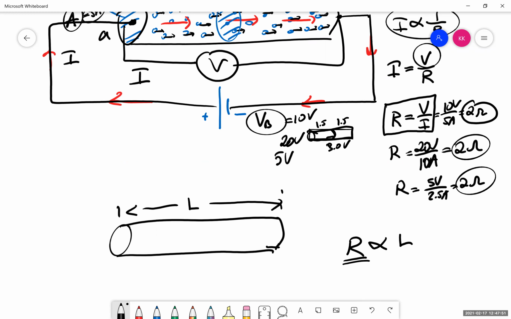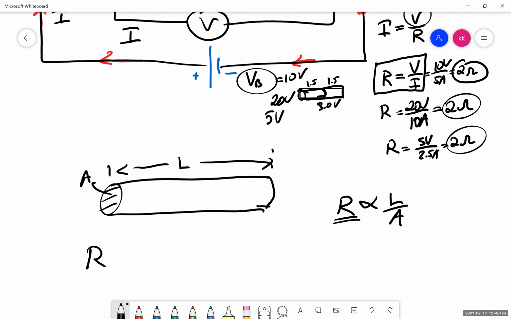Now, it is also related to the cross-sectional area, but it's inversely proportional to the cross-sectional area. That means if I make the area bigger, then more charges can go through that area. That means it's inversely proportional to the resistance. I make the area bigger, more charges go through, then resistance decreases. So this is how the resistance is related to the geometry of the wire itself. The length is directly proportional to the resistance, area is inversely proportional.